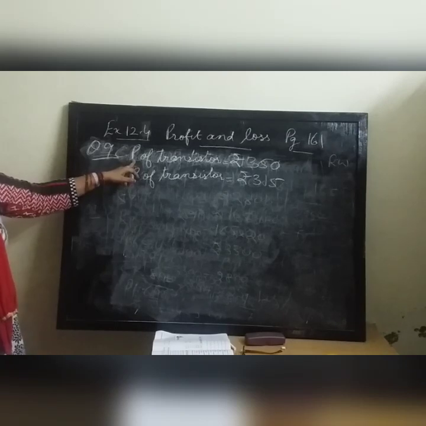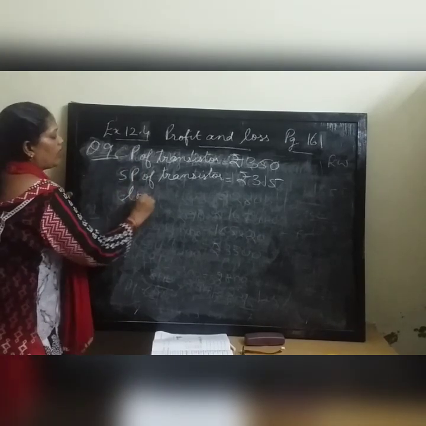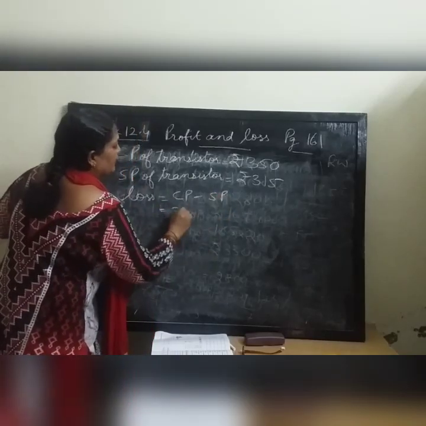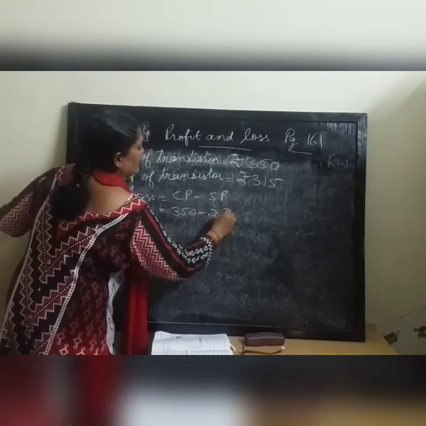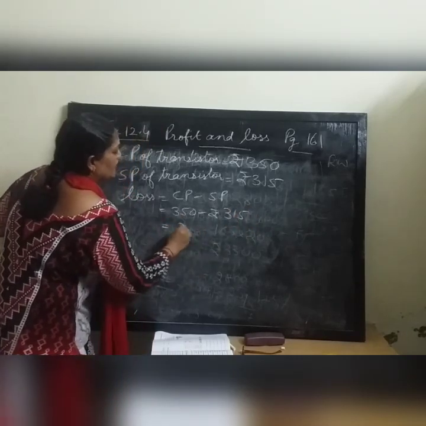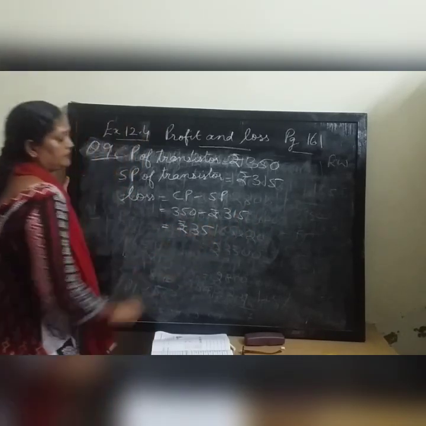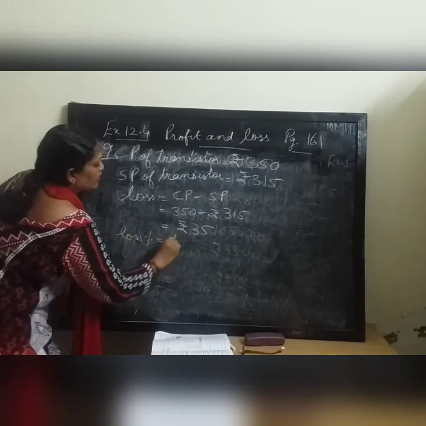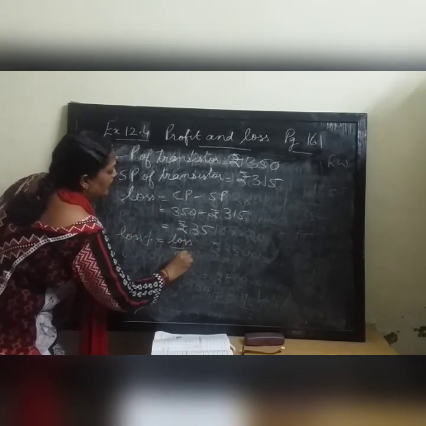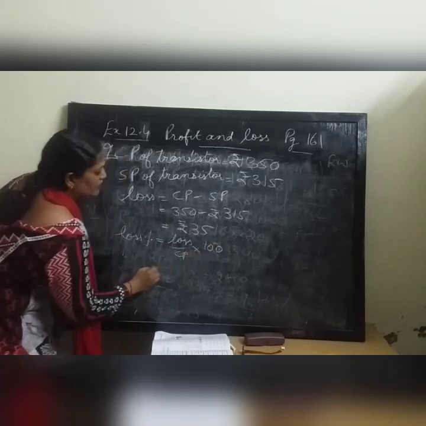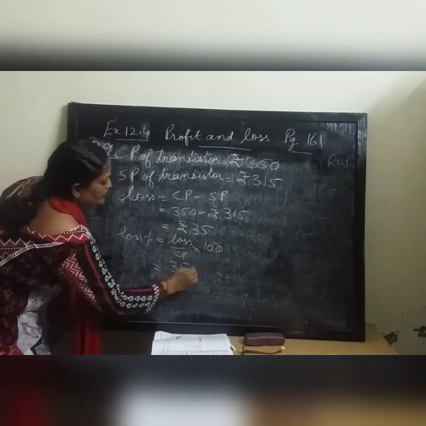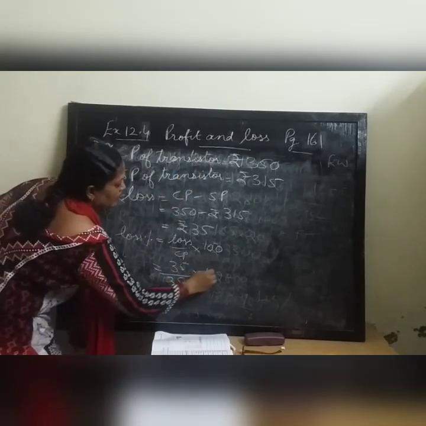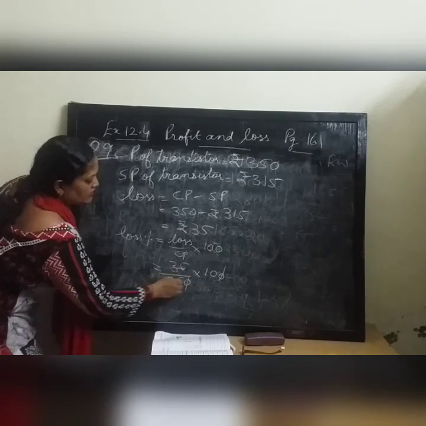Now see, cost price is more. That means there is a loss. Loss is CP minus SP. That is 350 minus rupees 315, that is rupees 35. Loss percent is loss over cost price into 100. What is the loss? 35. What is the cost price? 350. Multiply by 100. The zeros cancel, so 10%.